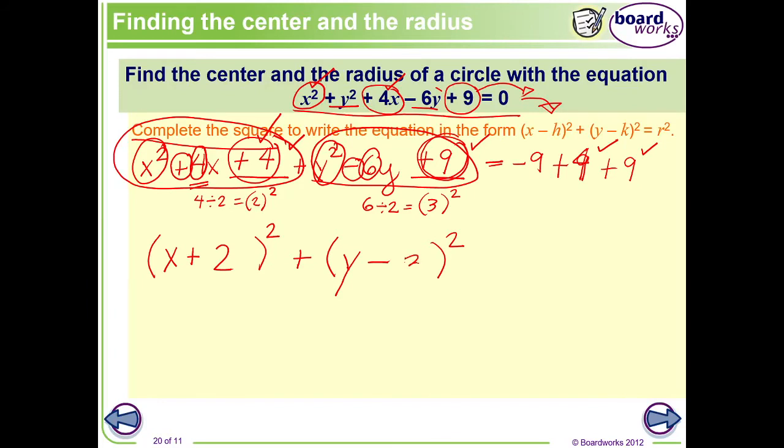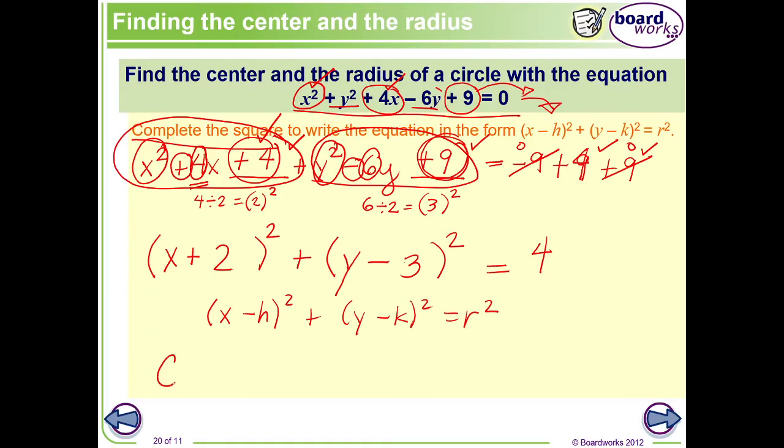3 times 3 is equal to 9. Negative 9 and positive 9 is 0, and you are left with 4. We now have the form x minus h squared plus y minus k squared is equal to r squared.